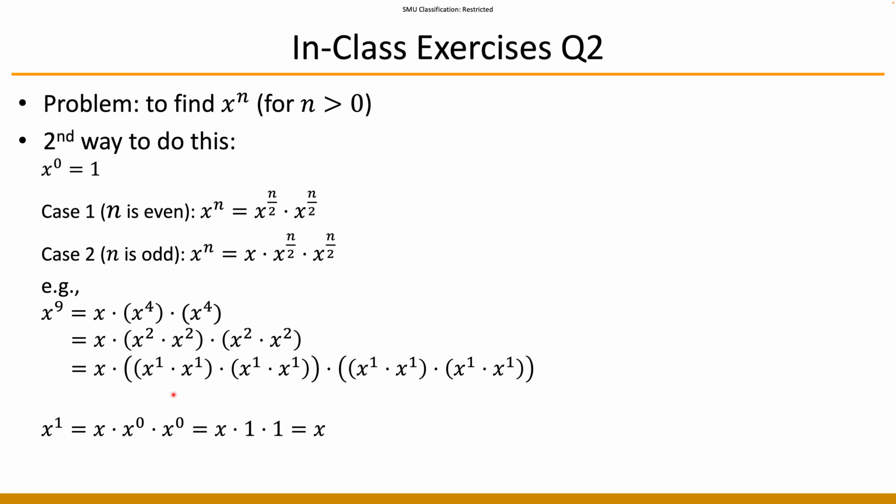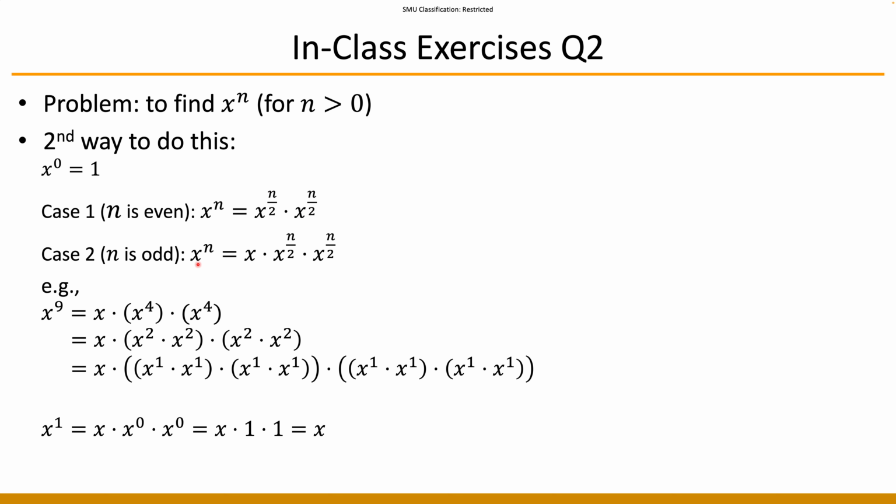Part 2: we solve the same problem, but we use a different reduction formula, right? Which should give you different reduction steps. So over here, you can imagine that if n is even, you just directly split it: x to the power of n equals x to the power of n over 2, all right?